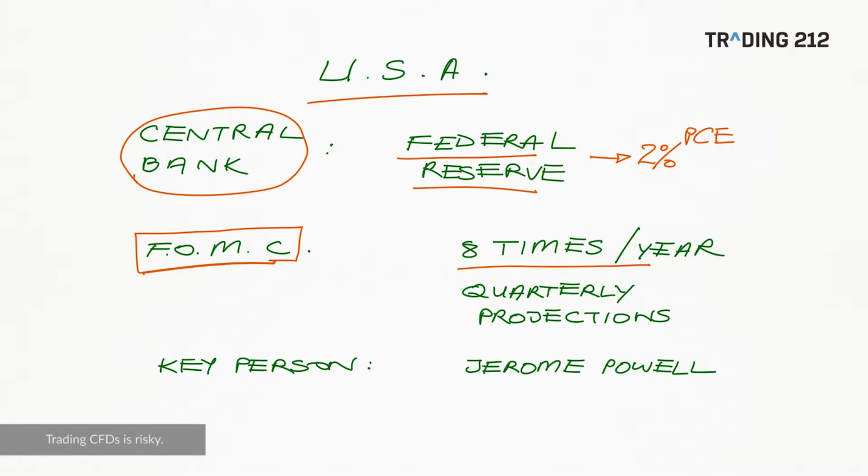Now, the FOMC meetings are 2-day meetings. They usually begin on a Tuesday and end on a Wednesday. And they're usually held in January, March, May, June, July, September, late October or early November, and December. And the announcement is usually made on the Wednesday at 2 p.m. Eastern Standard Time. That's usually 7 p.m. UK time. And 4 times a year they make these quarterly projections in the March, June, September and December meetings.